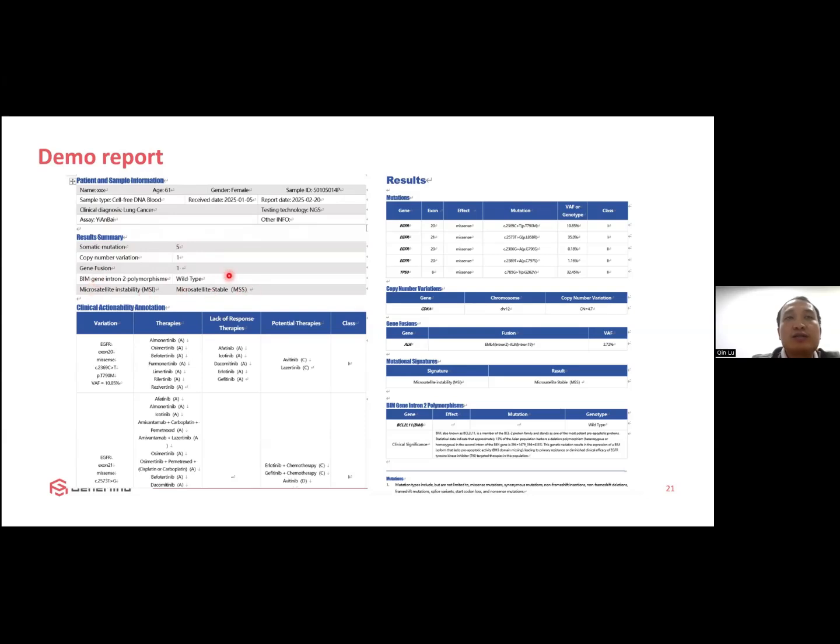And the MSI status. And here are the details of the variants, the therapies, the potential therapies, and the class. So this would be the recommendation for therapy, and if we lack recommended therapies here, we could take the potential ones into consideration. And this is the mutation description, this is the copy number variation, this is the fusion, and here's the MSI.